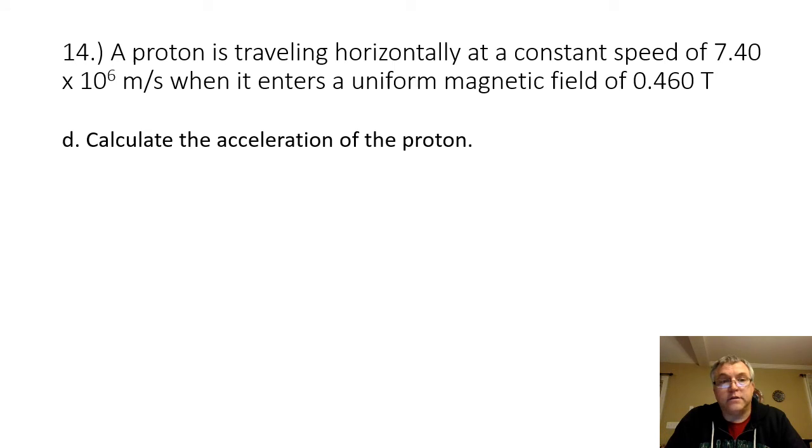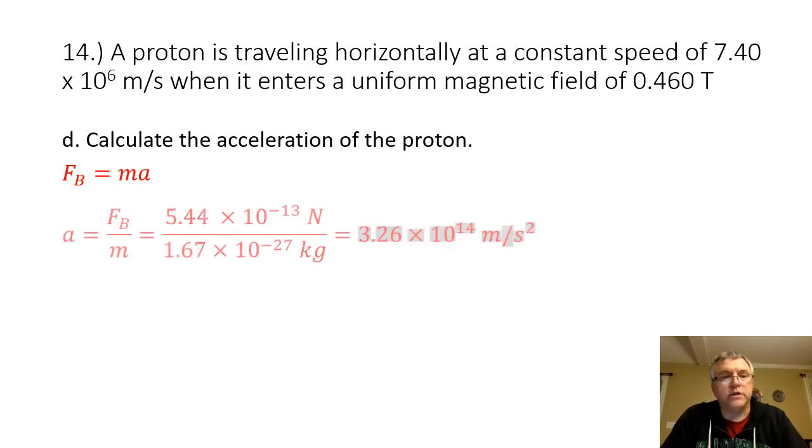Part D asks us to find the acceleration of the proton. So if I'm looking for the acceleration, I want to use Newton's second law, F equals ma, force equals mass times acceleration. Solving that for acceleration, I want to divide the force by the mass. So the force acting on the proton, which we found in part C, was 5.44 times 10 to the minus 13th newtons. Divide that by the mass of a proton, 1.67 times 10 to the minus 27th kilograms. And I'm going to get an acceleration of 3.26 times 10 to the 14th meters per second squared.